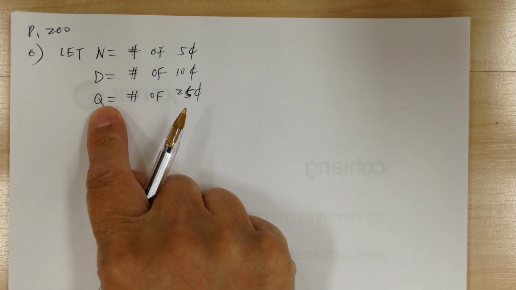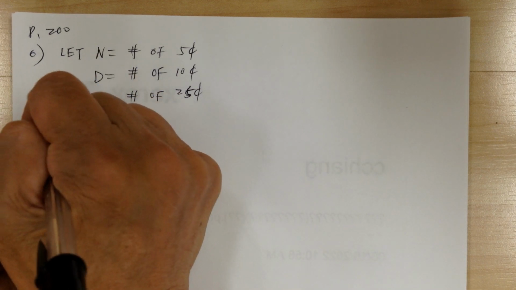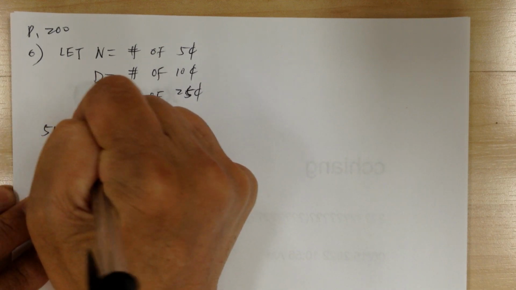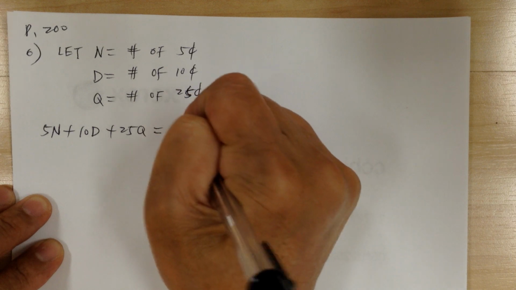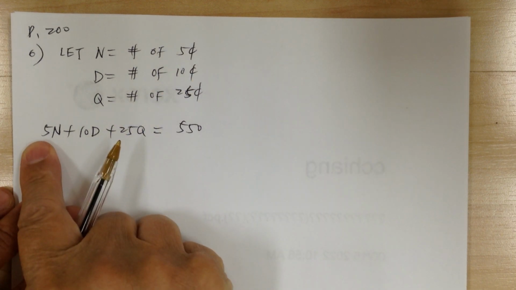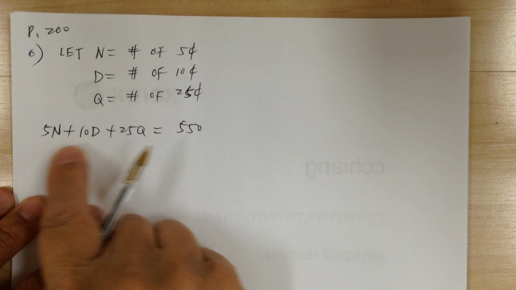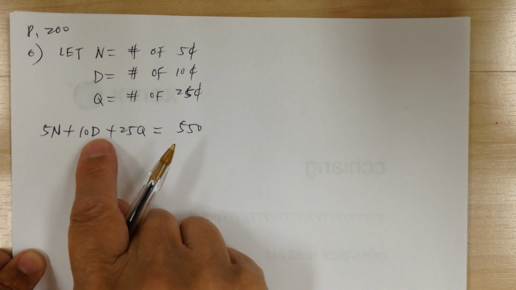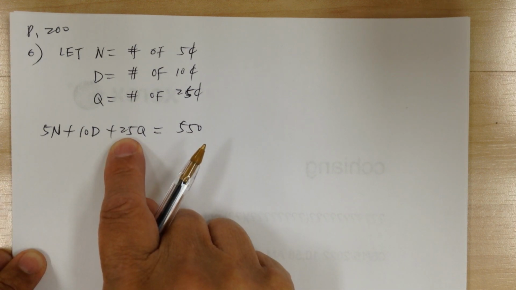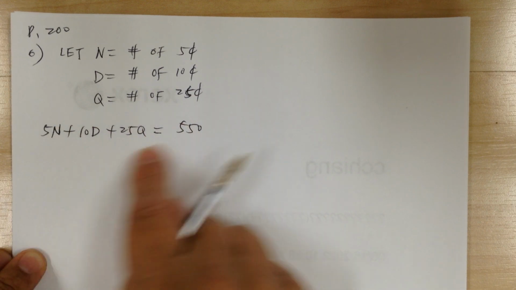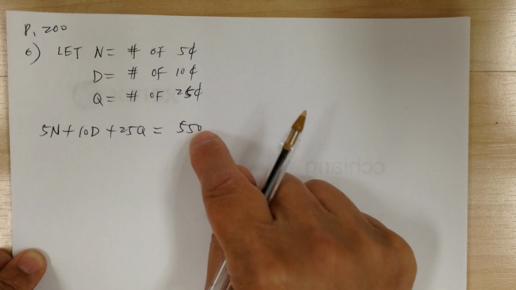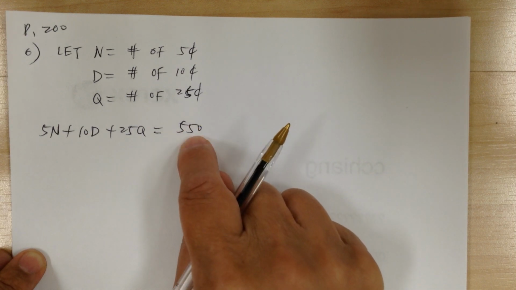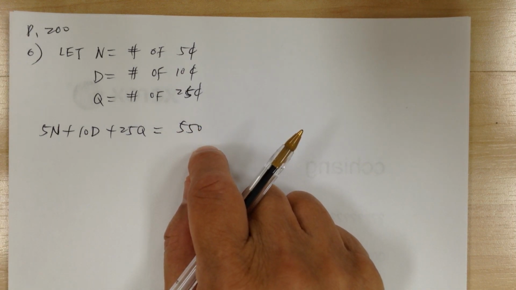Okay, so the first one is Stacy has $5.50. That means you're going to get 5N plus 10D plus 25Q equal to 550 cents. So you have 5 cents for each nickel times the number of nickels, plus 10 cents for each dime times the number of dimes, plus 25 cents for each quarter times the number of quarters. This will give you a total of 550 cents. Again, because you're using cents, you have to convert $5.50 into 550 cents. Okay, next one, continue to read.